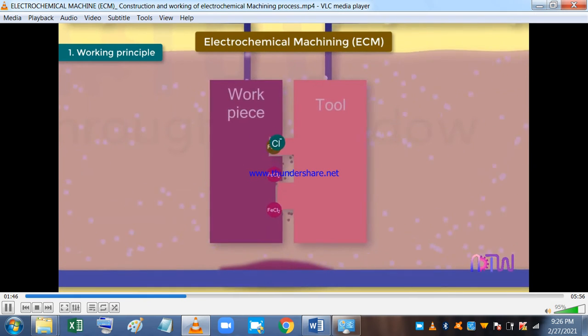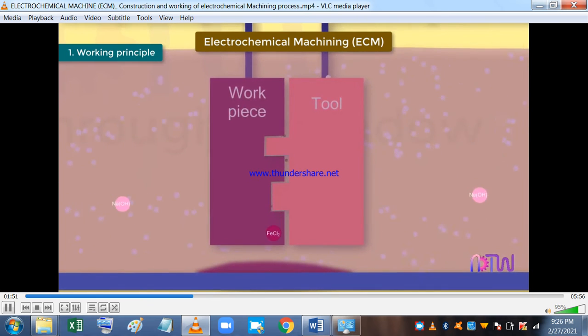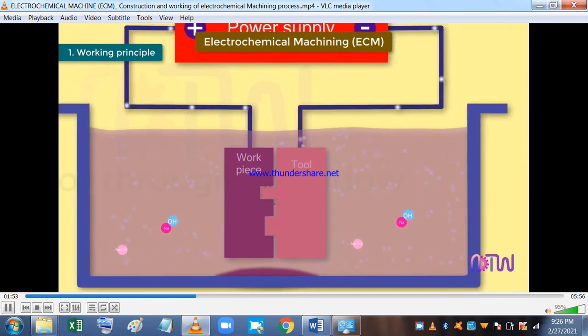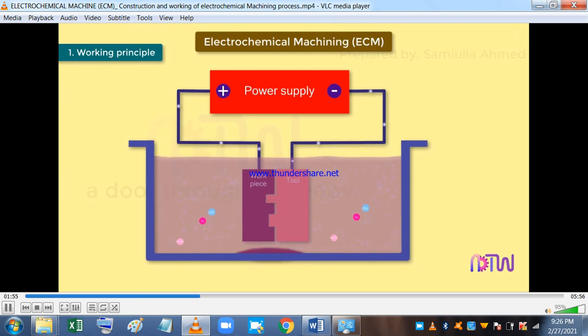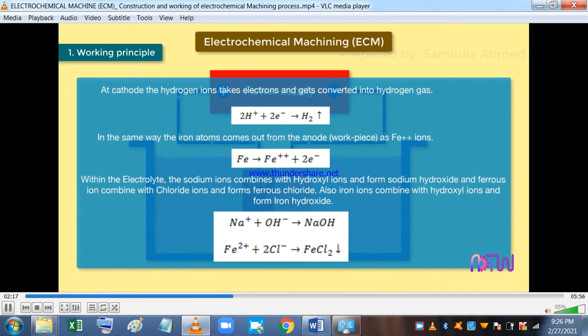Within the electrolyte, the sodium ions combine with hydroxyl ions and form sodium hydroxide, and ferrous ions combine with chloride ions and form ferrous chloride. Also, iron ions combine with hydroxyl ions and form iron hydroxide. In the electrolyte, the FeCl2 and Fe(OH)2 produced get precipitated in the form of sludge and settle down. In this way, the material is removed from the workpiece as sludge. The various reactions taking place in the electrochemical machining process are as follows.